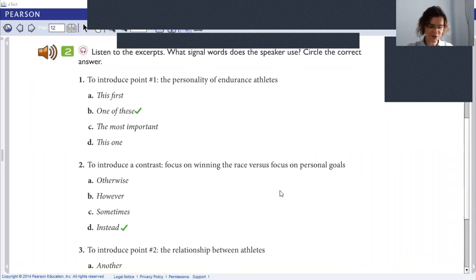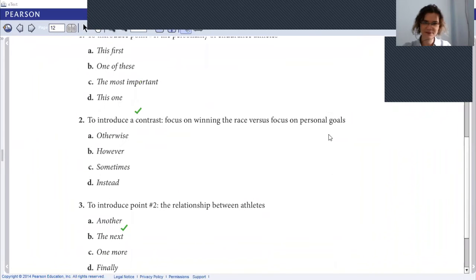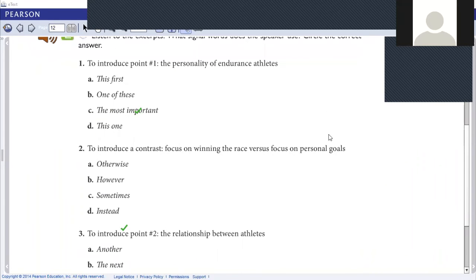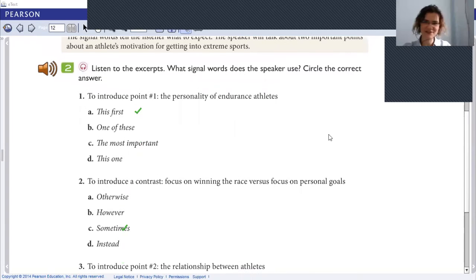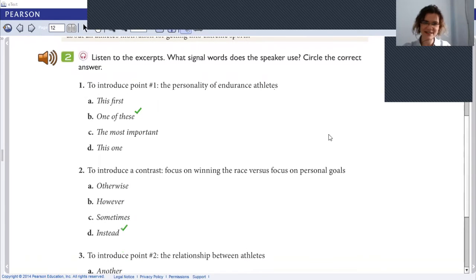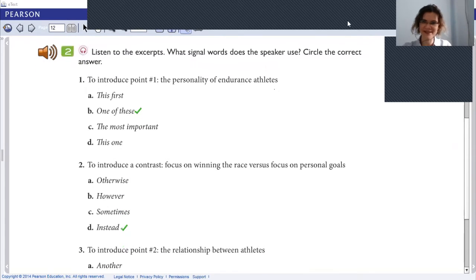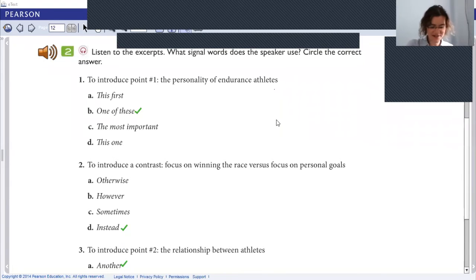Awesome. Okay, we go to number 3. To introduce point number 2, the relationship between athletes. Who would like to try that one? I need to scroll that. Okay, let me scroll. Is it A? Yeah, correct. It is A. See, I can't scroll. This is so weird. Okay, I'm learning to use this. Yeah, it's A. It's "another."